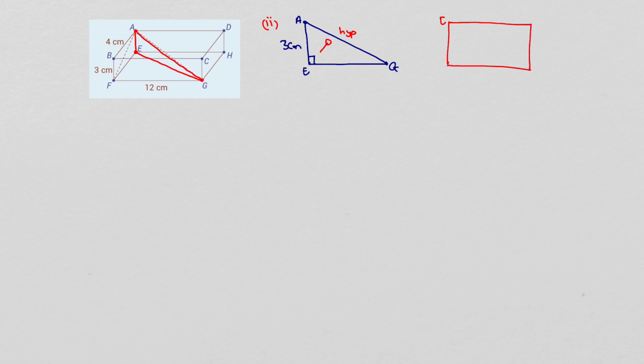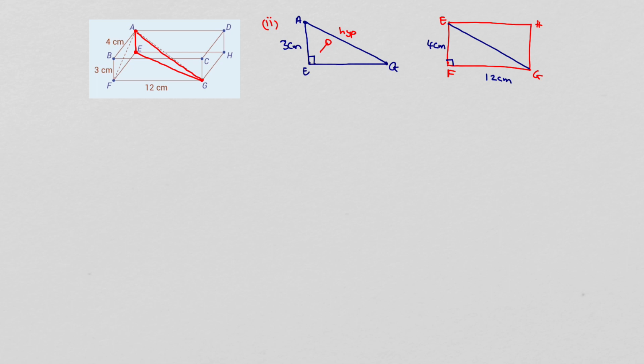So that's E, H, G and F. But I know that E to F is 4 centimeters. I know that F to G is 12 centimeters. And therefore if I want E to G, well, that's the diagonal of the rectangle. So I've split that rectangle into 2 right angle triangles.